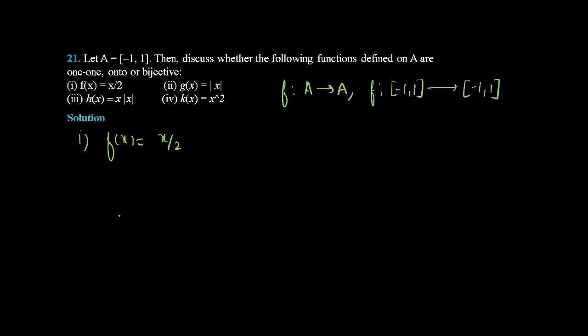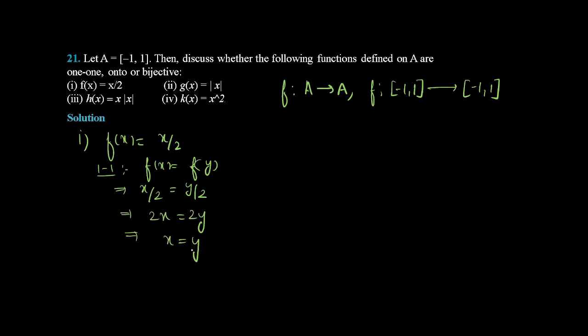Okay, first I will check for one-one. So let's consider fx is equal to fy. So this implies x by 2 is equal to y by 2. This implies 2x is equal to 2y. So I can say that my x is equal to y. For same values of x and y, the images are also the same. So therefore, f is my one-one function.